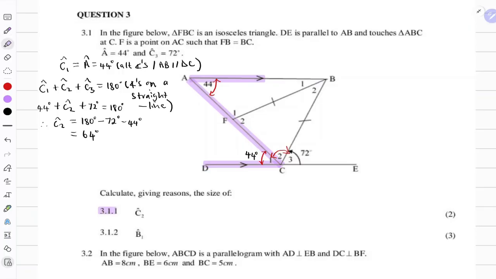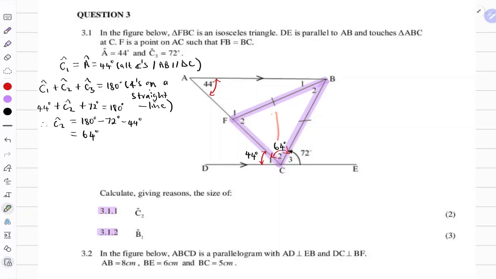degrees. In the second question, we need to find the size of B1 and provide reasons. So we can label angle C2 as 64 degrees on our diagram. And you will recall that triangle FCB is an isosceles triangle because these two sides are equal. We know that for an isosceles triangle, angles opposite equal sides, or angles across equal sides, are equal.